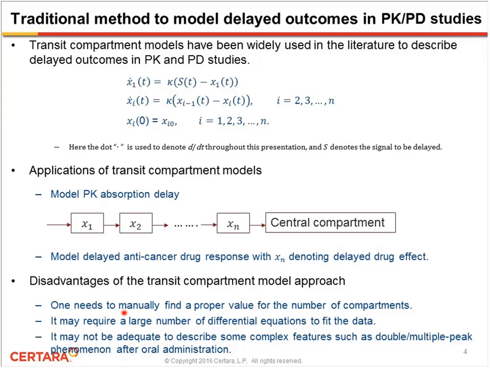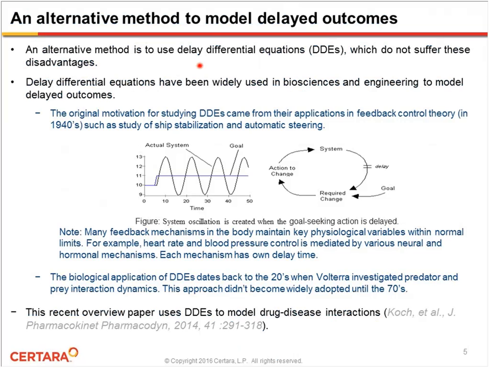The obvious disadvantage of this approach is that one needs to manually find a proper value for the number of compartments. It may also require a large number of differential equations to fit the data. In addition, it may not be adequate to describe some complex features such as double or multiple peak phenomena after oral administration. Now here we will introduce how to use delay differential equations to model the delay outcomes. And as we shall show later, this approach does not suffer this disadvantage.